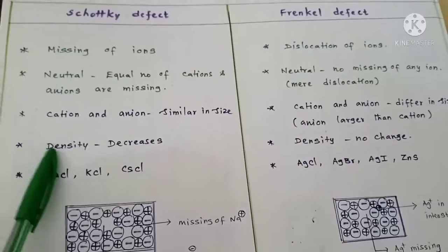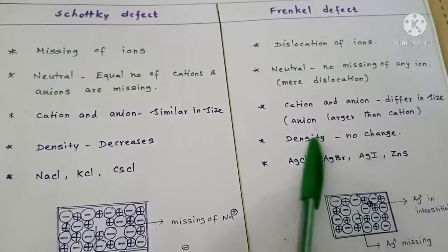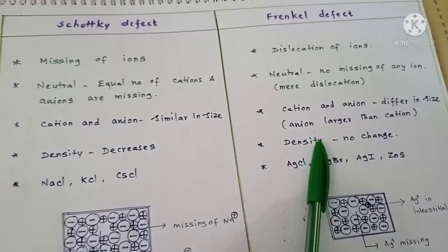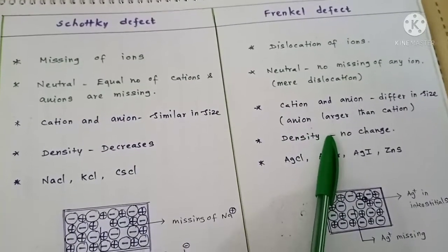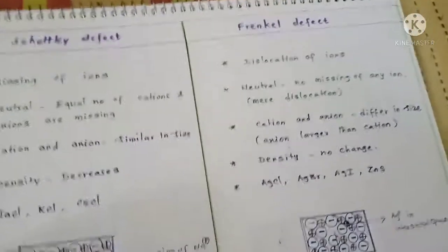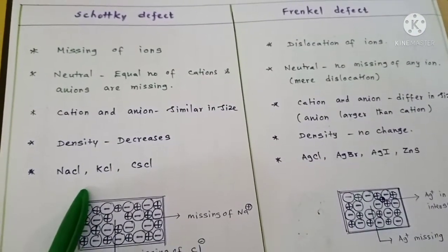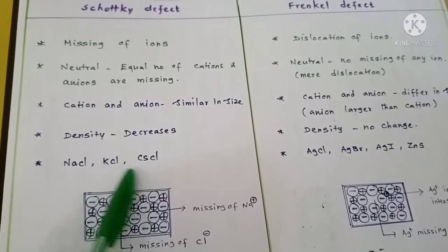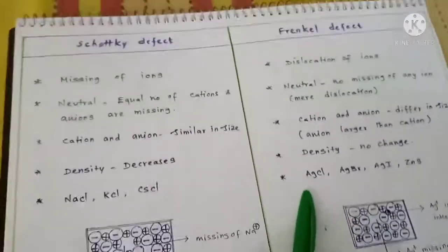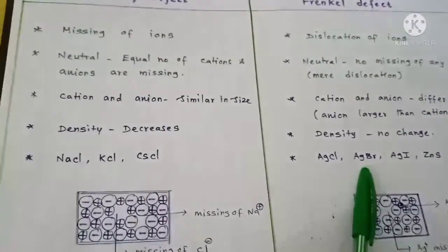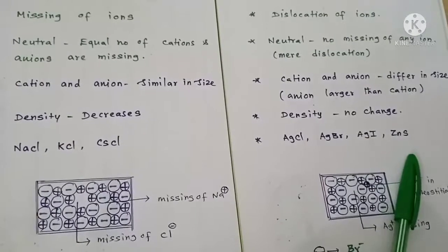Density: Schottky defect decreases the density of the crystal, whereas Frenkel defect does not affect the density, because no vacant spaces are created like in Schottky defect. Then examples for Schottky defect: sodium chloride, alkali metal halides, potassium chloride, cesium chloride, etc. For Frenkel defect, silver halides are examples: AgCl, AgBr, AgI, even the zinc sulfide compound also.